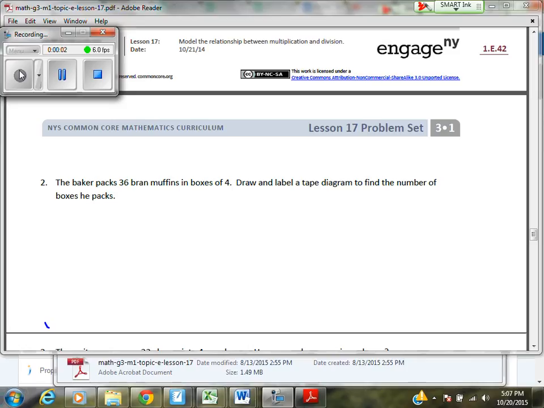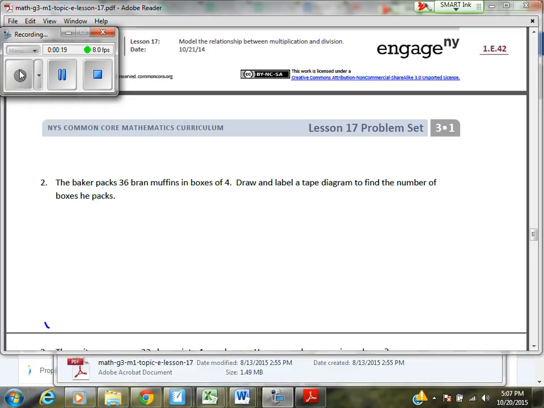So today we are doing lesson 17. We're fixing and doing an example of the problem of number 2. So it says the baker packs 36 graham muffins in boxes of 4. Draw and label a tape diagram to find the number of boxes he packs.